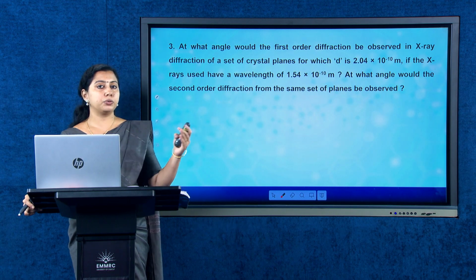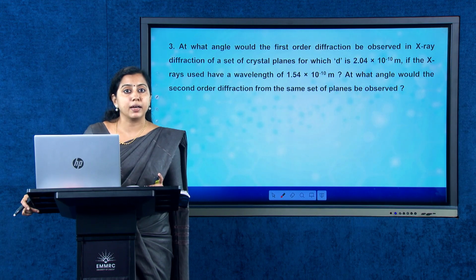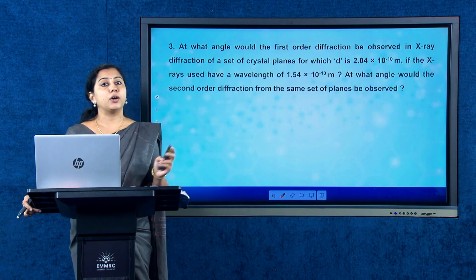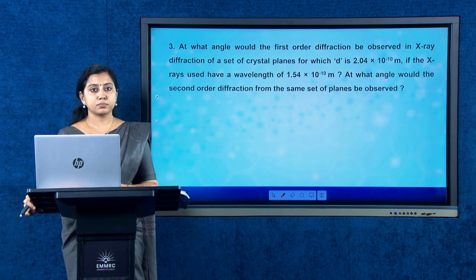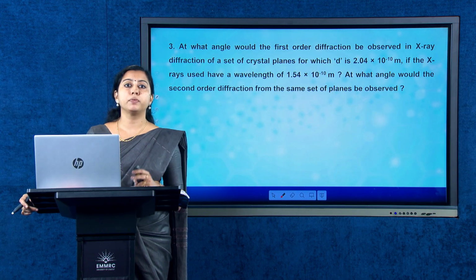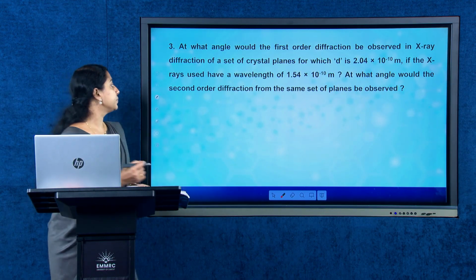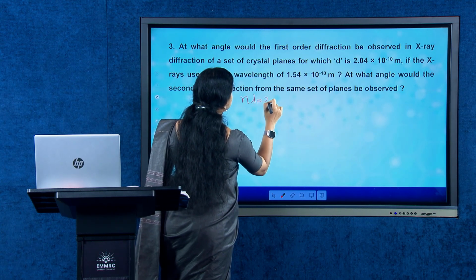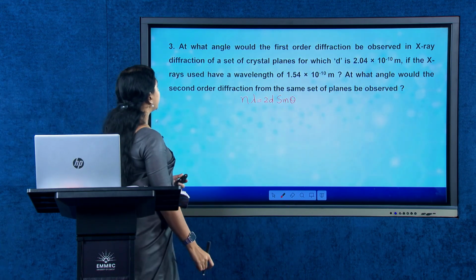So, there are two questions here. First, you have to find out the angle at which the first order diffraction will be observed. You have been provided with the value of d and also the wavelength. And the second question is, if it is for a second order diffraction, what will be the angle theta? Okay. So, now let us solve this step by step. Again, writing the Bragg's equation, we have n lambda equals 2d sin theta. So, let us solve the first part.